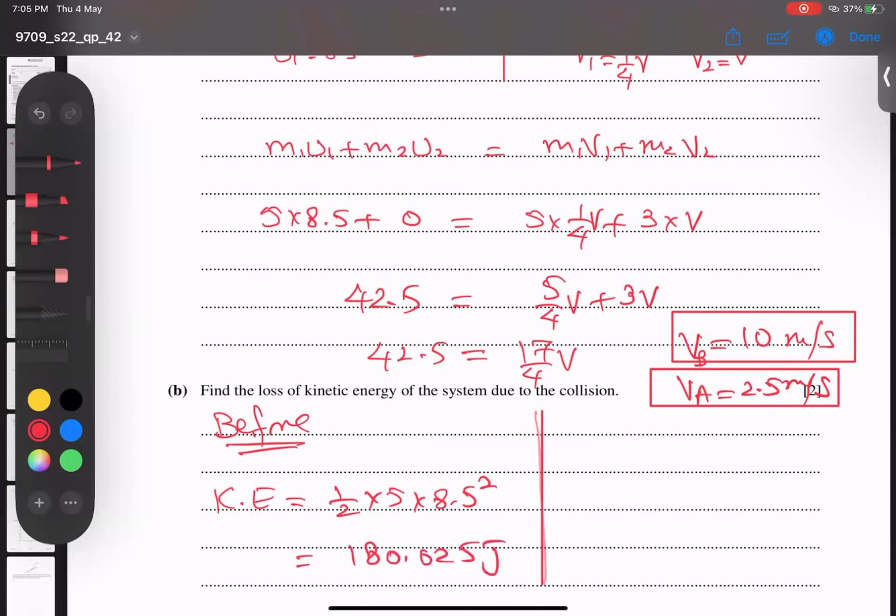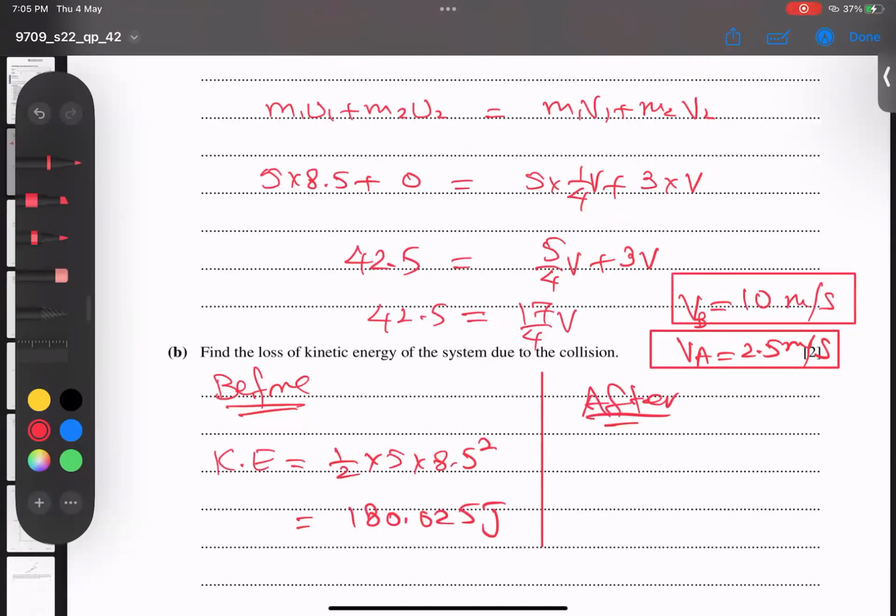And what is after? After, because we have both speeds, let's see both speeds, both given. So kinetic energy afterwards: half, wait a minute.